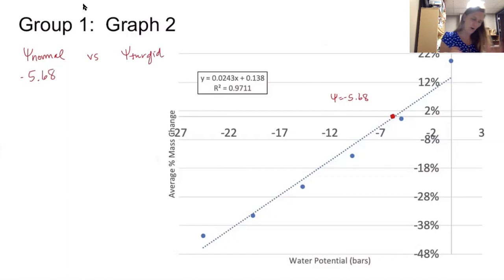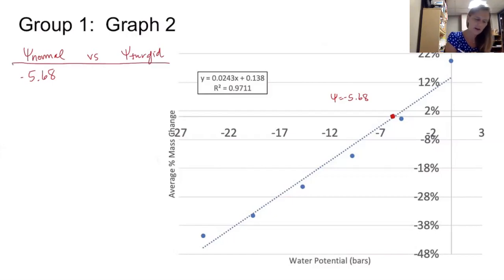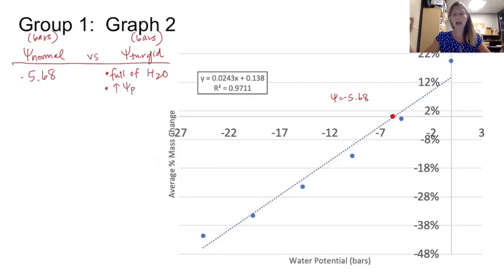So if we normally had a water potential of negative 5.68, and now what we've done is have turgid potatoes. So what does turgid mean? Turgid means basically full of water. Turgid means that there is an increase in the pressure potential, because as water came in, the cell wall is exerting a pressure back out, right?